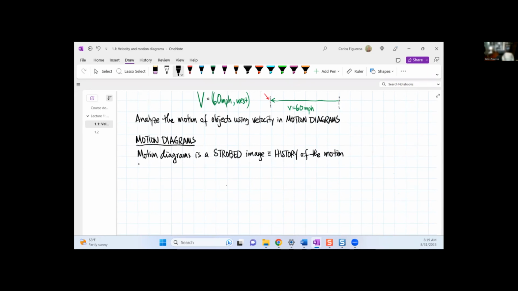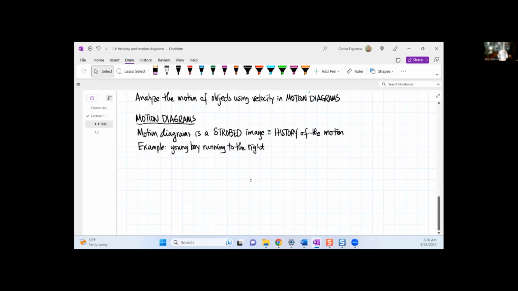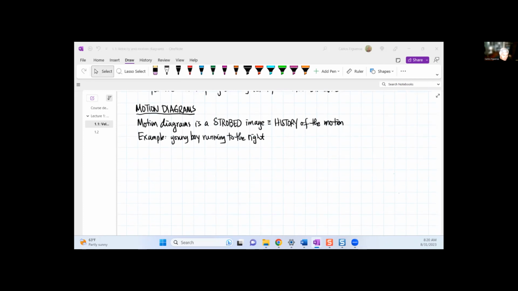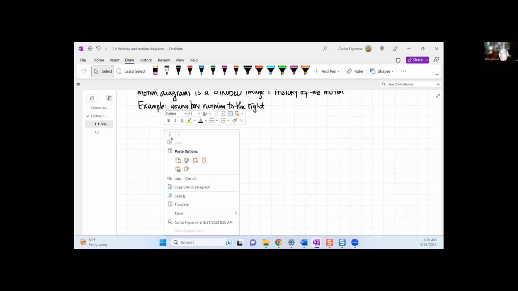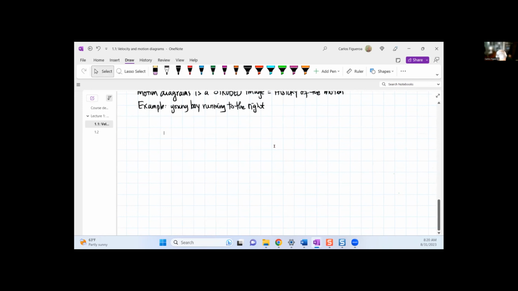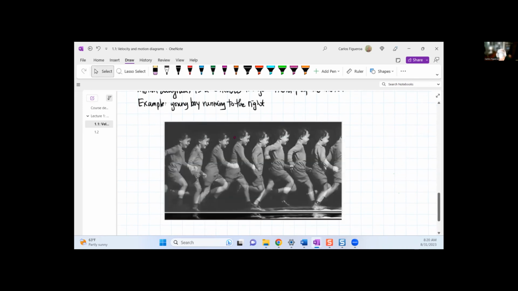So as an example here, I'm going to show you a young boy running to the right. We could call that the east. We could call that the positive direction. And I got this image right off the web. And it looks something like this. Okay, so here's my image right here.